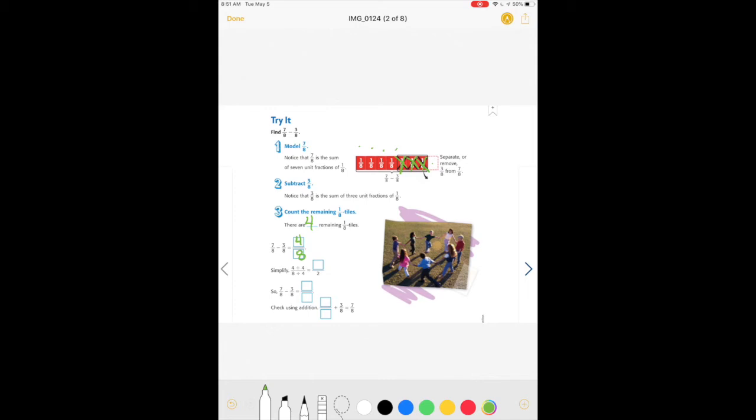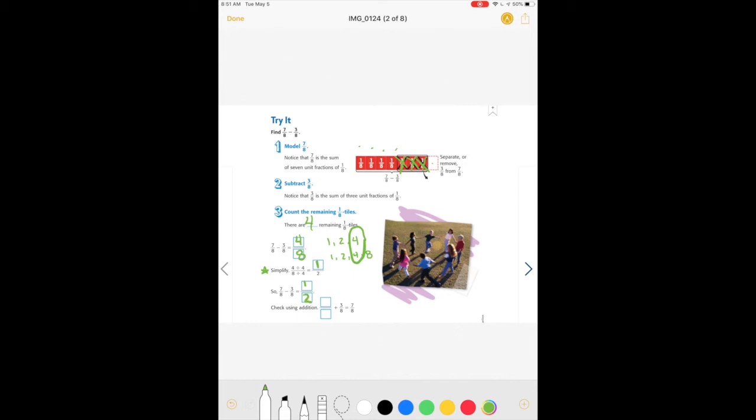If I'm finding their greatest common factor to simplify, 4 is 1, 2, and 4. 8 is 1, 2, 4, and 8. Their greatest common factor is 4, so they divided the numerator and the denominator by 4. 4 divided by 4 is 1. Any number divided by itself is 1. And 8 divided by 4 is 2. So 7/8 minus 3/8 is 1/2.